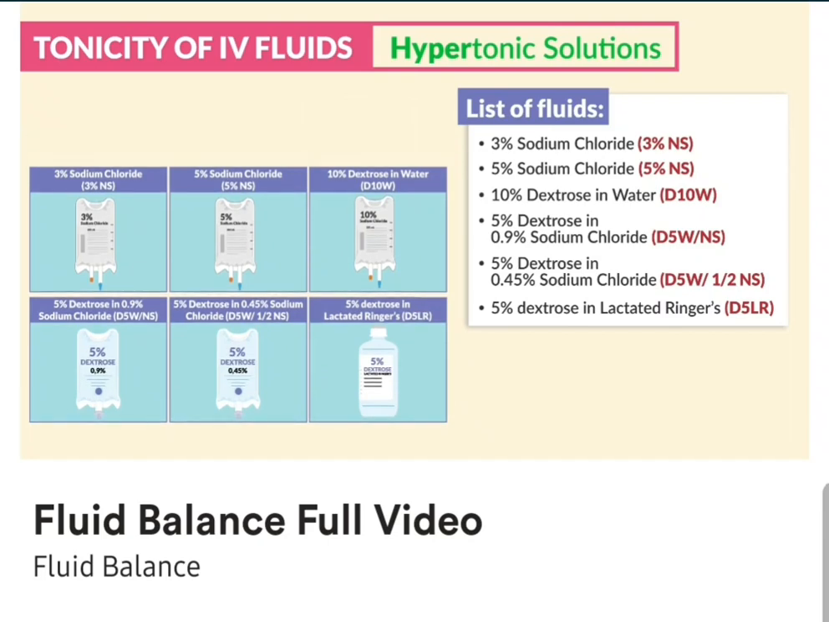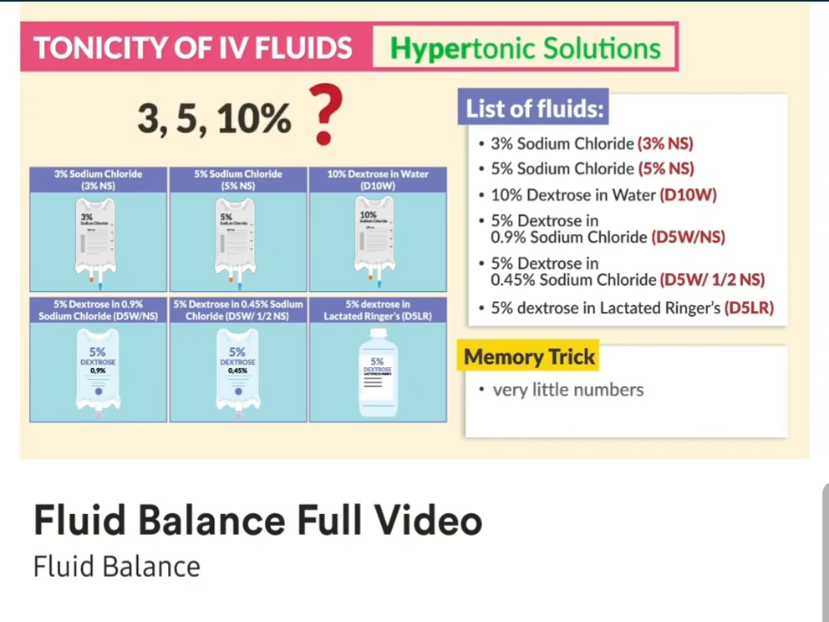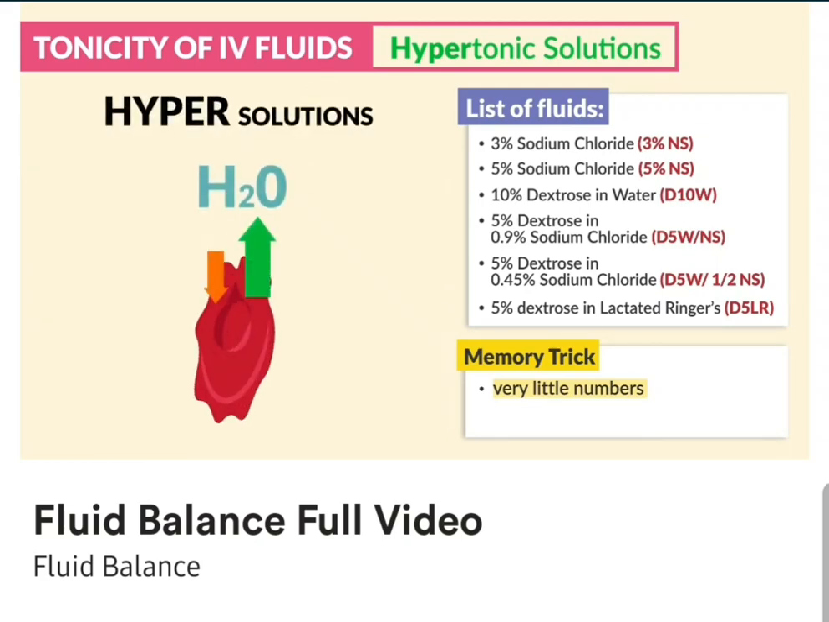Okay, now for the big list of fluids that you must know for your exams. I know there's a lot here, but use our helpful memory trick. So as you can see, these fluids have very little numbers in front of the words, right? So we have a lot of 3s, 5s, and 10%. So just think, with hypertonic solutions, we have very little fluid inside the cell, so we have very little numbers like 3, 5s, and 10s before the words.